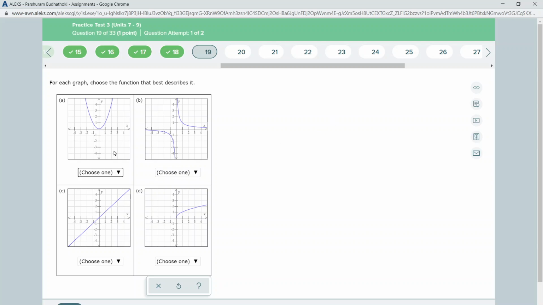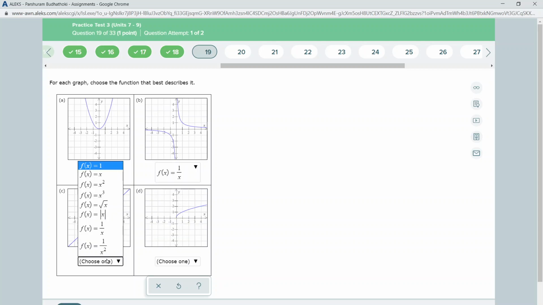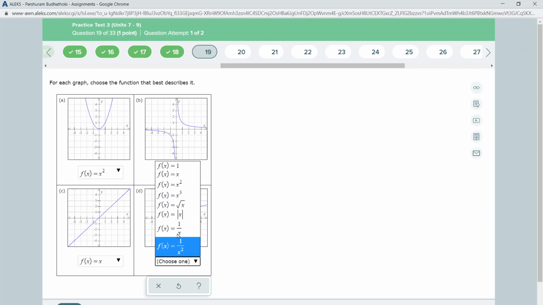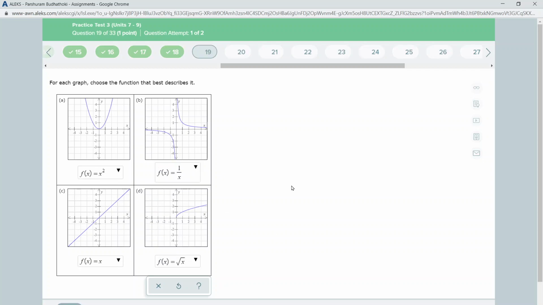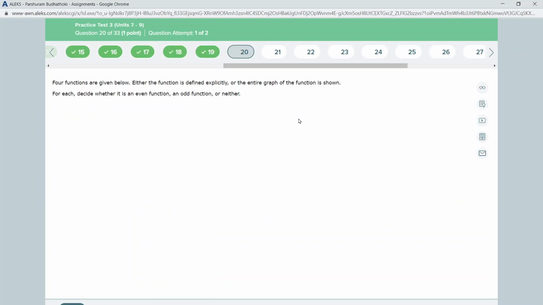So this is, you need to find out what function is this. This is parabola, quadratic function x squared. This is a reciprocal function 1 over x. This is identity function which is x, and this is a square root function, and just check it. Correct. Let's go to next problem.